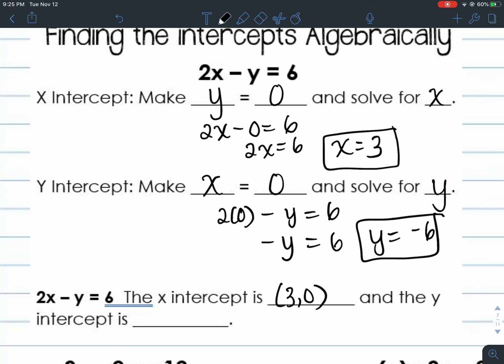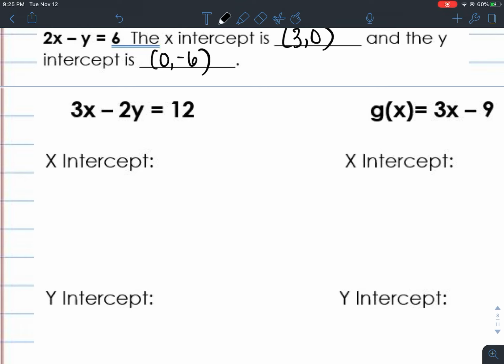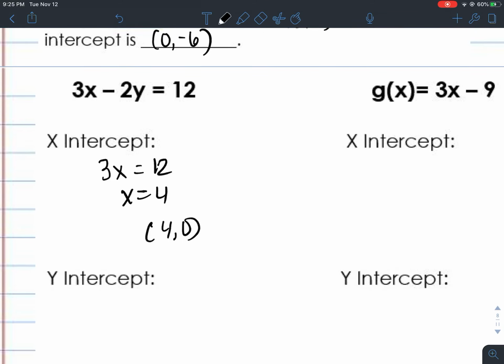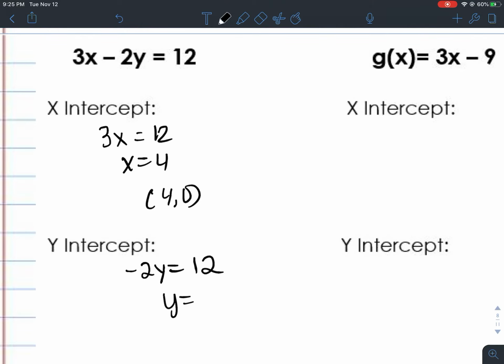Okay, so we'll do two more, and then we'll do one where you find the 0. For this one, your x-intercept, you can literally just take your y value right out. So this will be 4, 0, and for your y-intercept, we're going to take the x out. And so it's going to be negative 6 as well. So 0, negative 6.